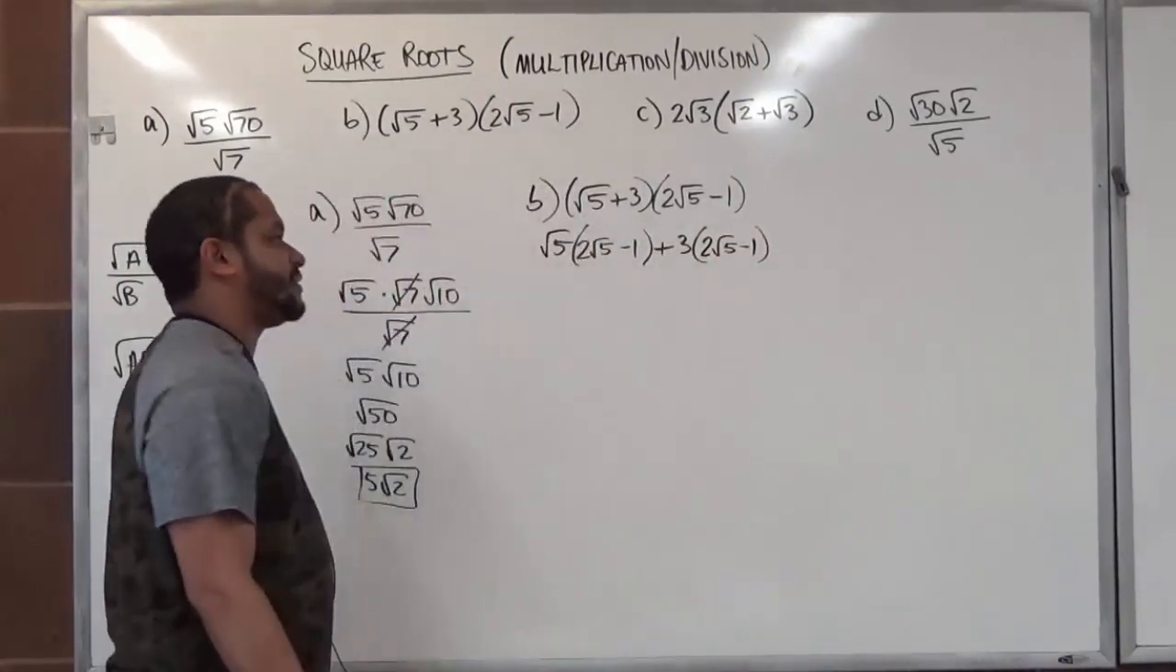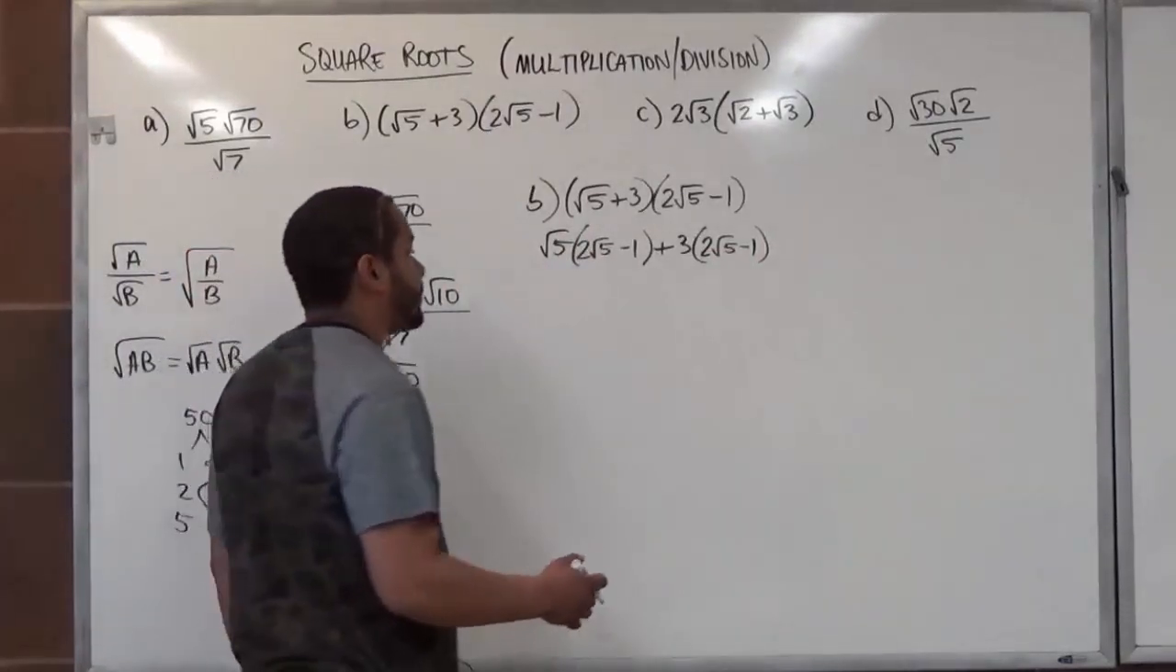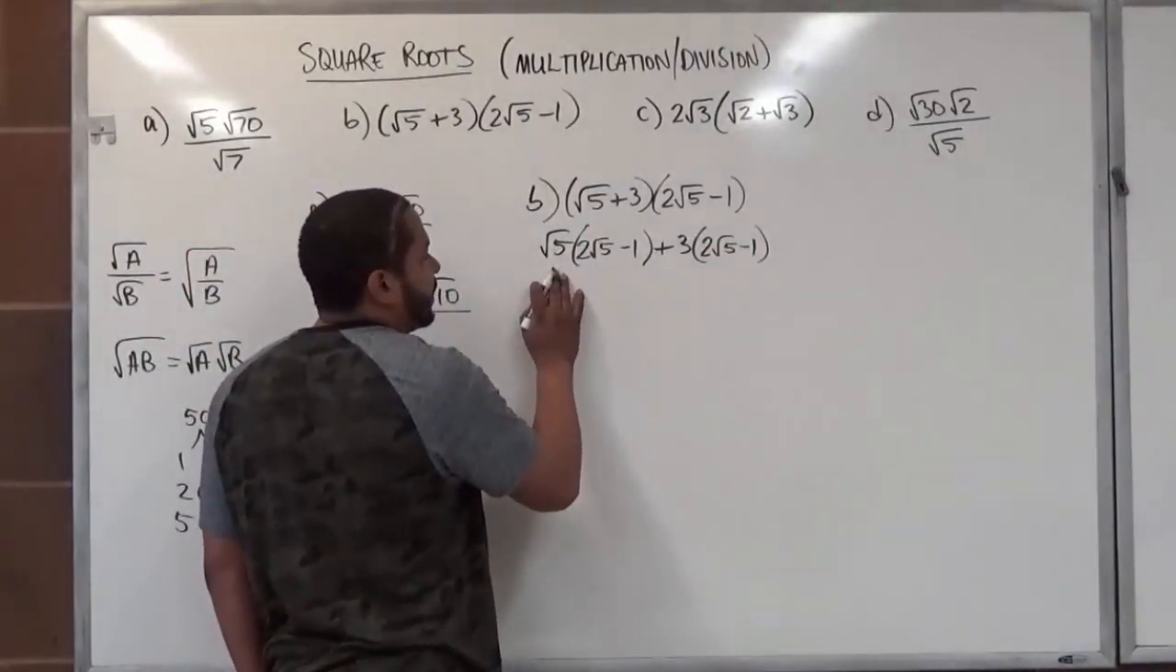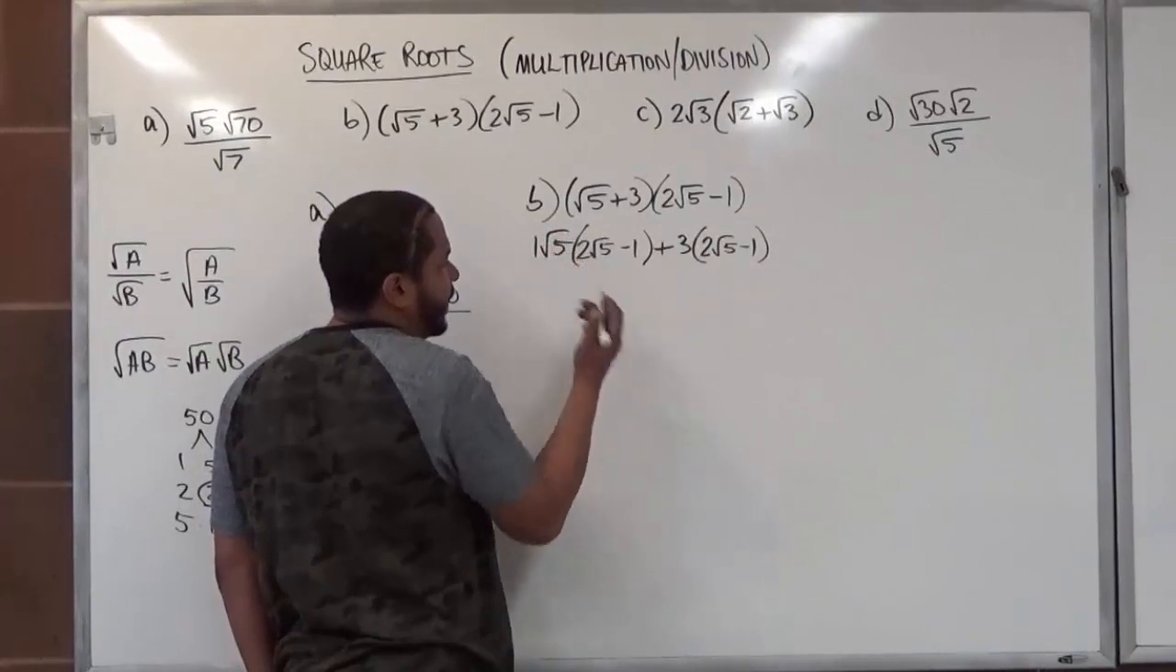This makes it a lot easier for you to do the distribution of what you're multiplying. When you have a radicand and it has no coefficient in the front, you can add the 1.